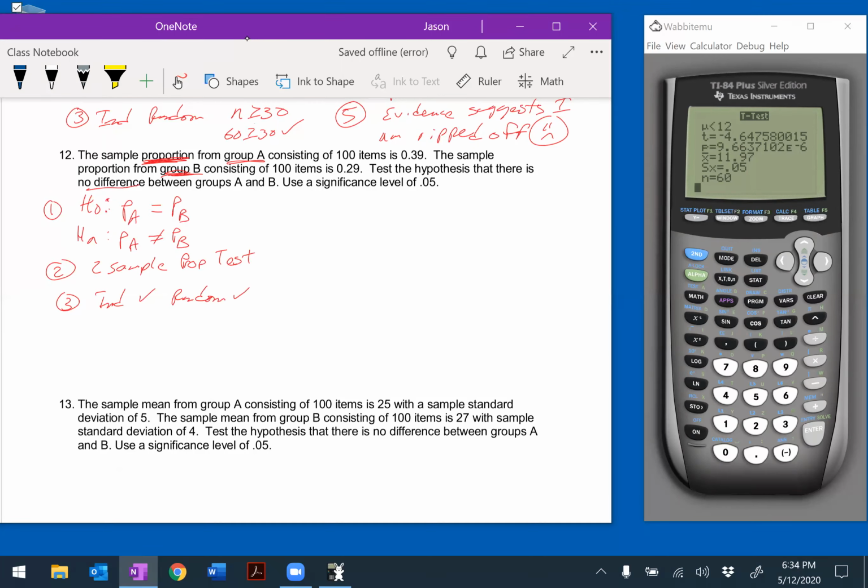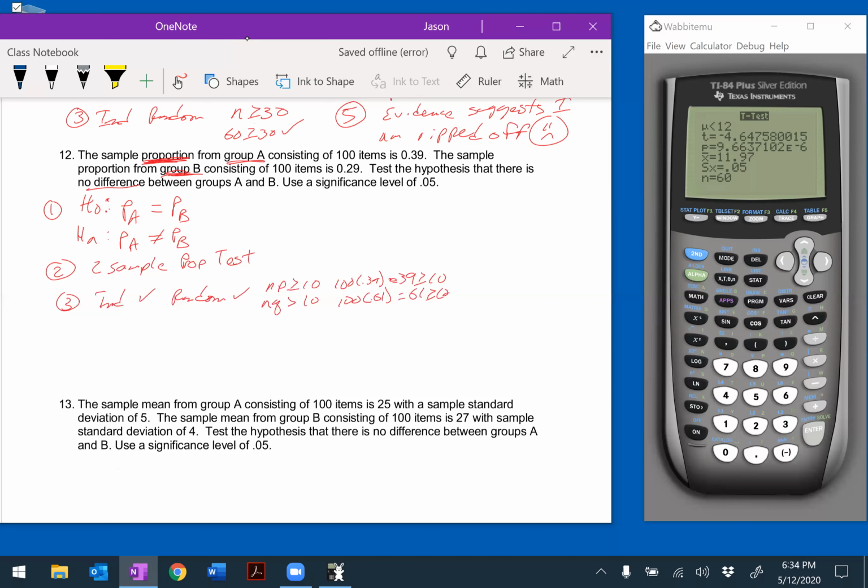Sure. Is n times p greater than or equal to 10 for the first group? Yeah, 100 times 0.39 is 39, which is greater than or equal to 10. What about n times q for the first group? Is that bigger than 10? Yes, 100 times 0.61 is 61, which is greater than or equal to 10.